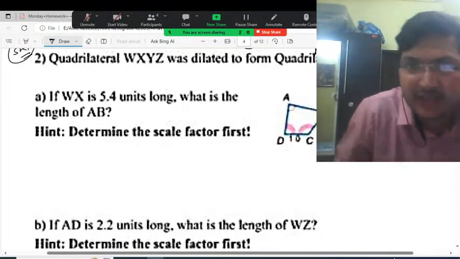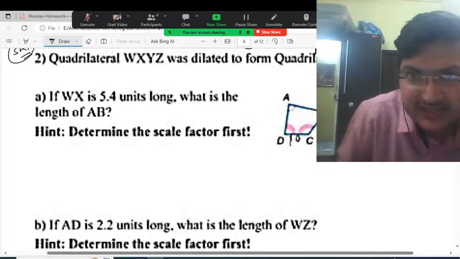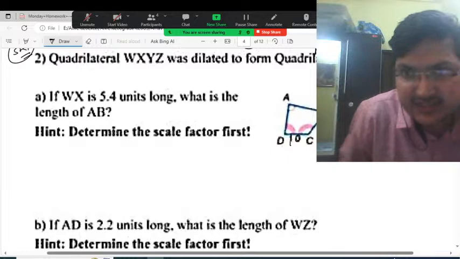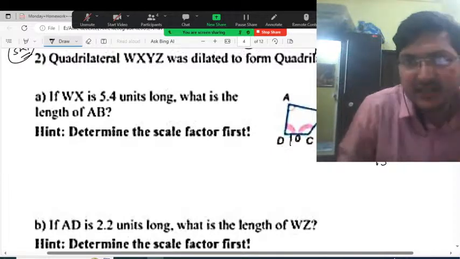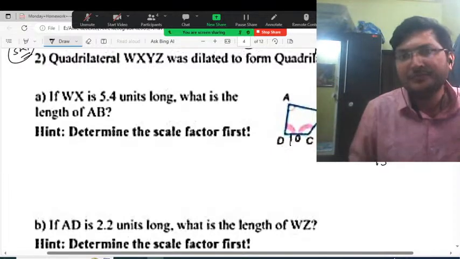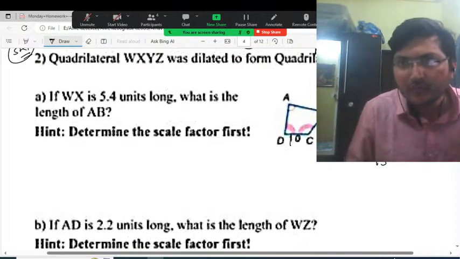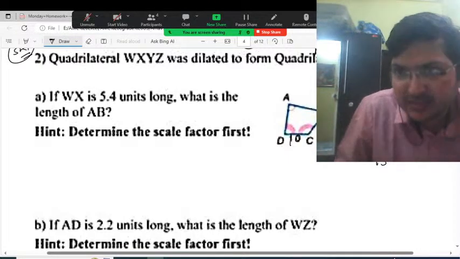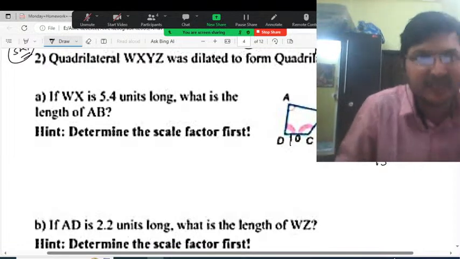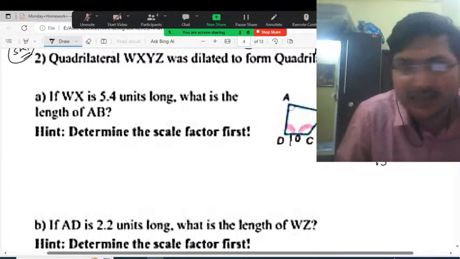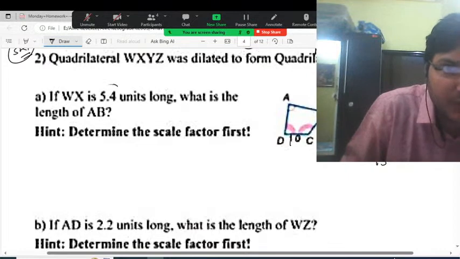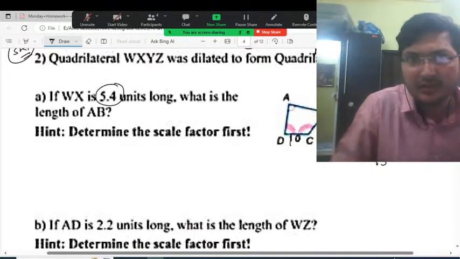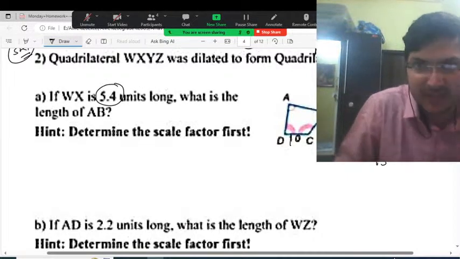Now here, this is given to be 10, this is given to be 15. If you observe carefully, it is given to be how much? It's a bit blurry, you can tell me the exact value. Okay, no problem. Here WX is given as 5.4. You need to tell me the length of AB. That's the question.